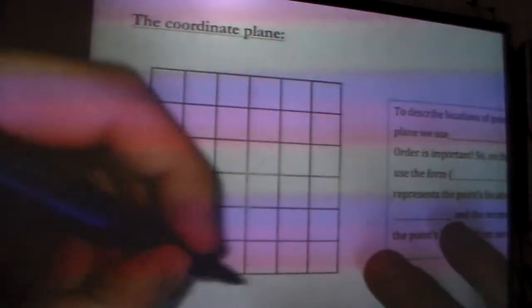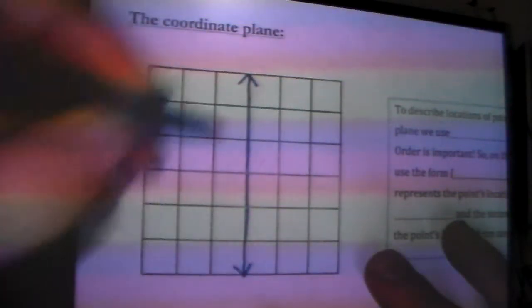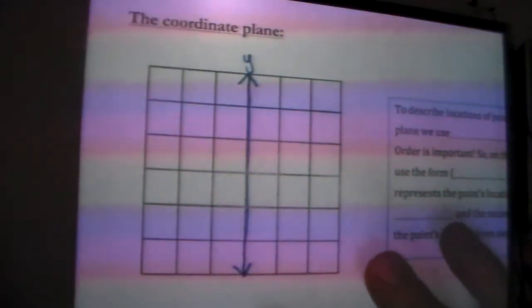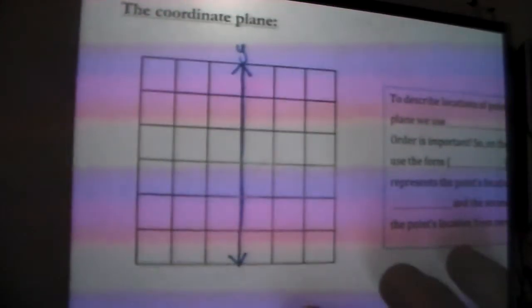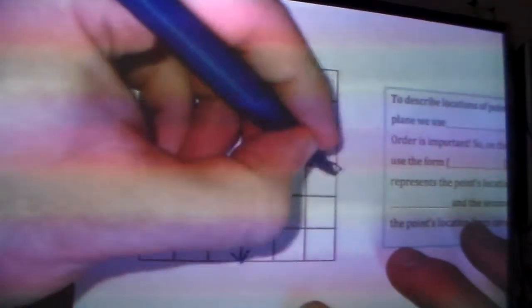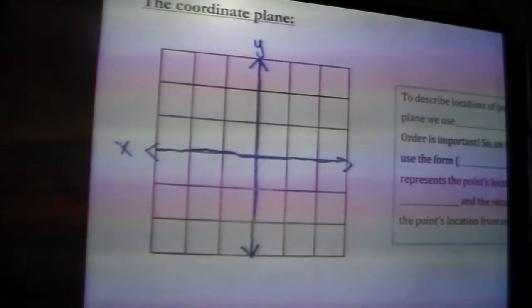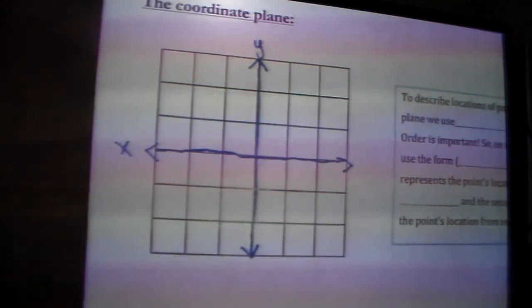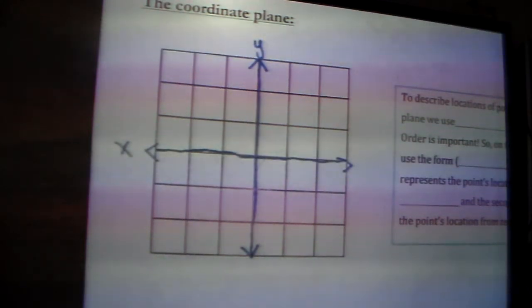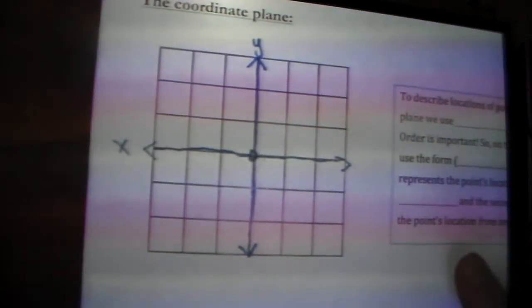So here I can see this one is my up and down, drawing right alongside the page there. This is my y-axis, that is going up and down. And crossing in the middle is this thing we call the x-axis. Again, anything to the left is negative, and anything to the right is positive, and then on the y-axis, anything up is positive, anything down is negative. Now there's this point right in the center. We call this the origin.